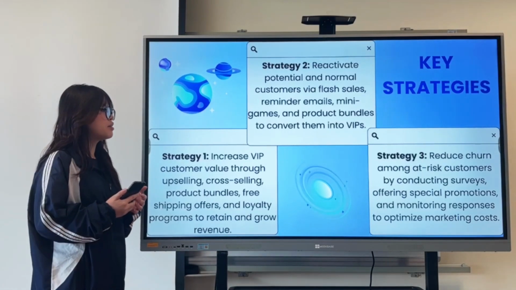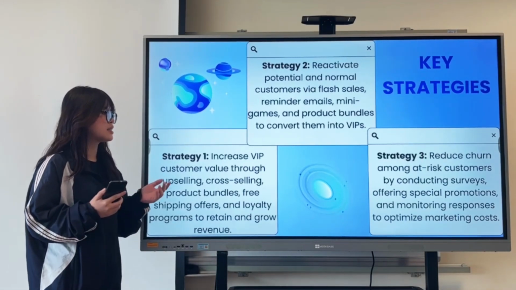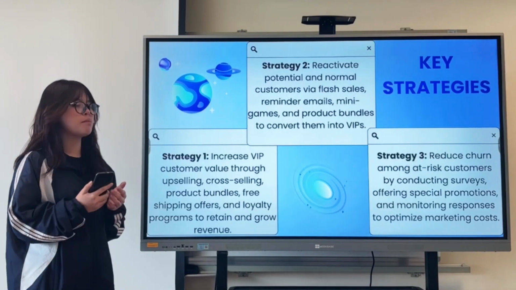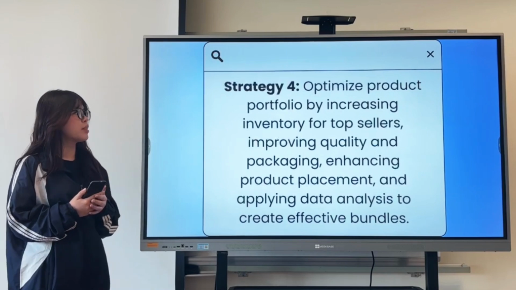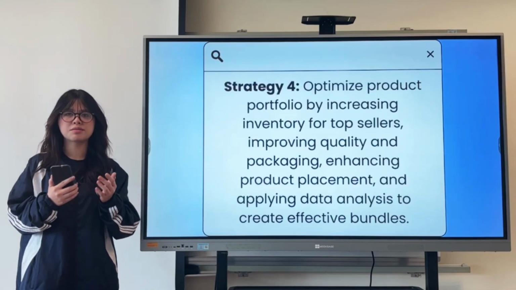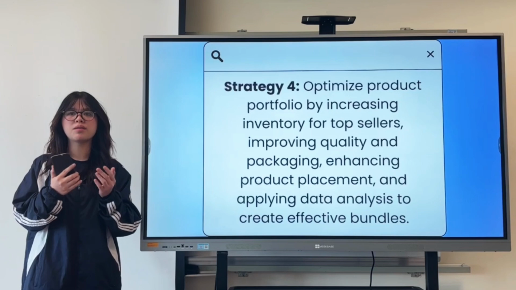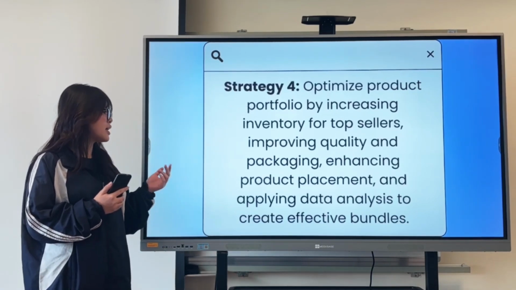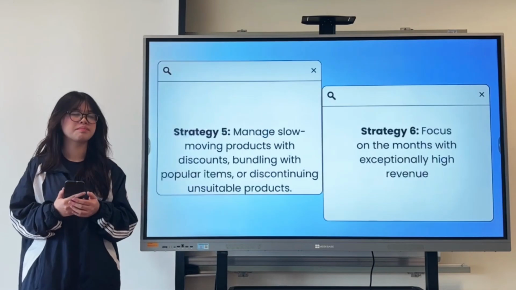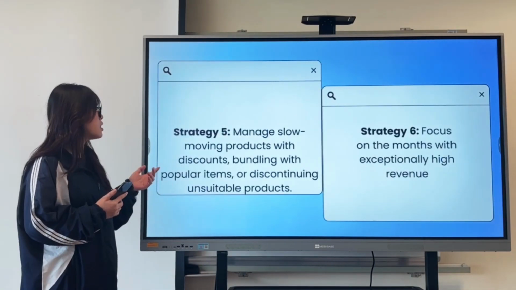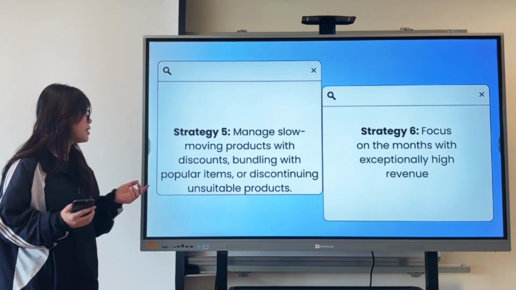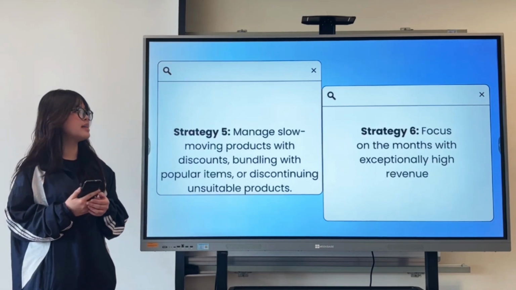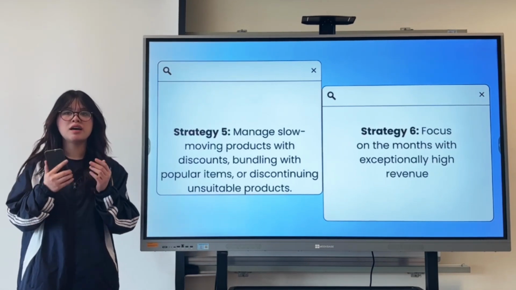The third is to reduce churn among at-risk customers by conducting surveys and offering special promotions, monitoring responses to optimize marketing cost. The fourth is to optimize the product portfolio by increasing inventory for top sellers, improving quality and packaging, enhancing product placement, and applying data analysis to create effective bundles. The fifth is to manage slow-moving products with discounts, bundling with popular items, and discontinuing unsuitable products. And the last one is to focus on demand with exceptionally high revenue.